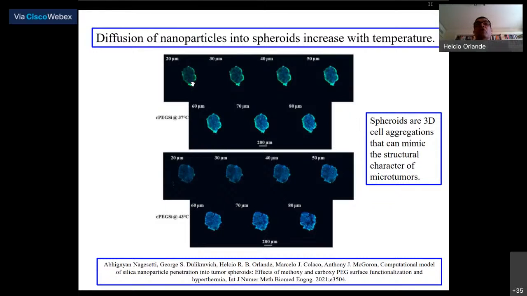This figure here on the top shows that the nanoparticles were more concentrated in the periphery of the spheroid when the incubation temperature was 37 centigrade. On the other hand, the fluorescence was more diffuse. The nanoparticles penetrated deeper into the spheroid when it was incubated at 43 centigrade, as shown by this figure.